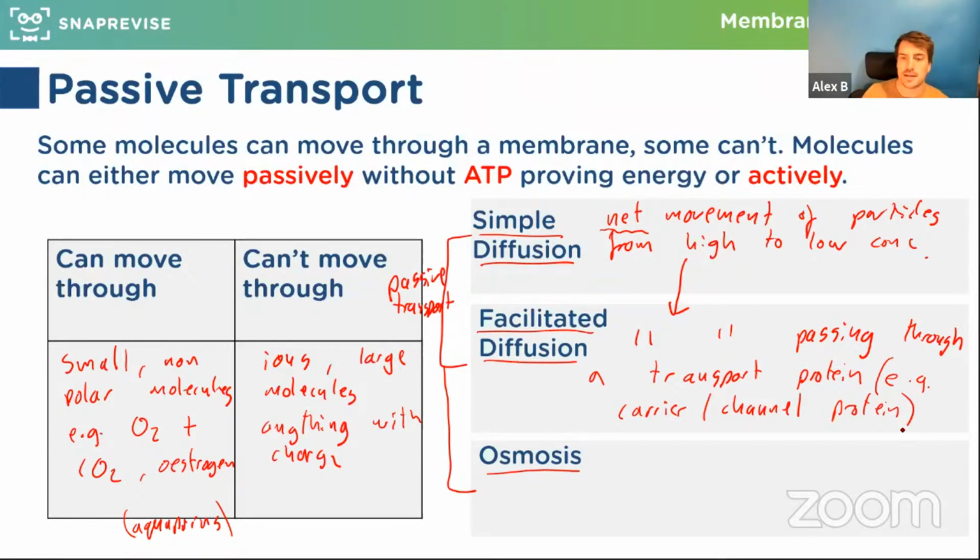Nice. So that needs a membrane. Simple diffusion will happen anywhere. You've all seen simple diffusion happen. If you spray air freshener in one corner of the room, and then you can eventually smell it throughout the whole room, that's simple diffusion.